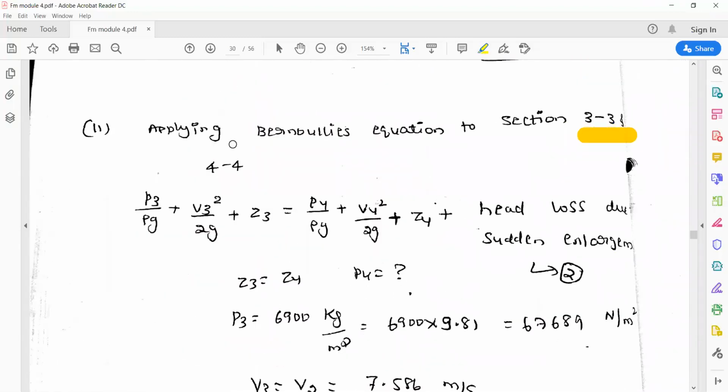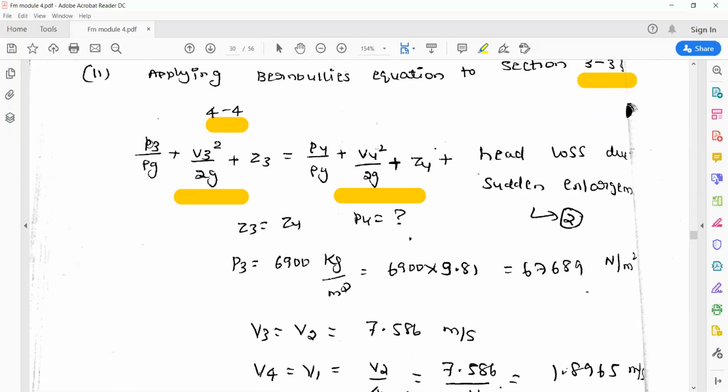So apply Bernoulli's equation between section 3 and 4. At section 3, it becomes P3 by rho G plus V3 square by 2G plus Z3, is equal to P4 by rho G plus V4 square by 2G plus Z4, plus you need to consider the loss. That loss is due to enlargement, since the fluid is entering from a smaller pipe to a larger pipe. So it becomes HE, right?